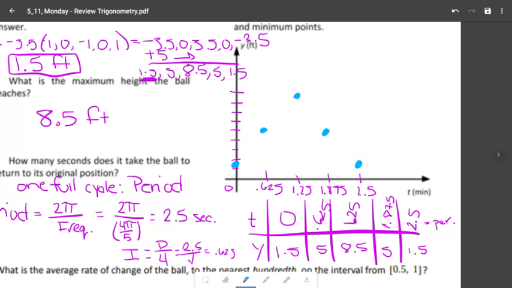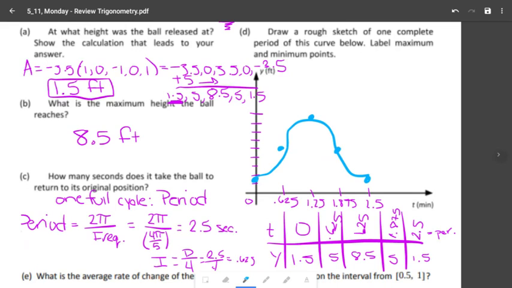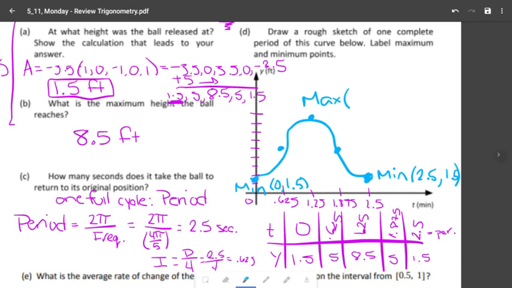Remember, no straight lines, curves only. So there is my curve. They want you to label the minimum and the maximum points. So down here we have our minimum at 0, 1.5. We have another minimum over on the right at 2.5, 1.5. And we have a maximum up at top at 1.25, 8.5.